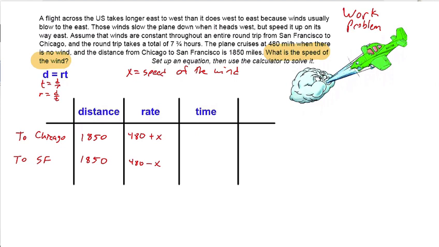So the rates to Chicago and to San Francisco are different, which means the amount of time it takes to get to Chicago and to San Francisco is going to be different also. I cannot just take this 7 3/4 hours and cut it in half. That won't work because it's not an equal amount of time. And they don't give me any more information. They don't tell me how much more time it took. But what I can do is use the t equals d over r equation. The time it takes to fly to Chicago must be the 1,850 miles it flies divided by the speed at which it's going.